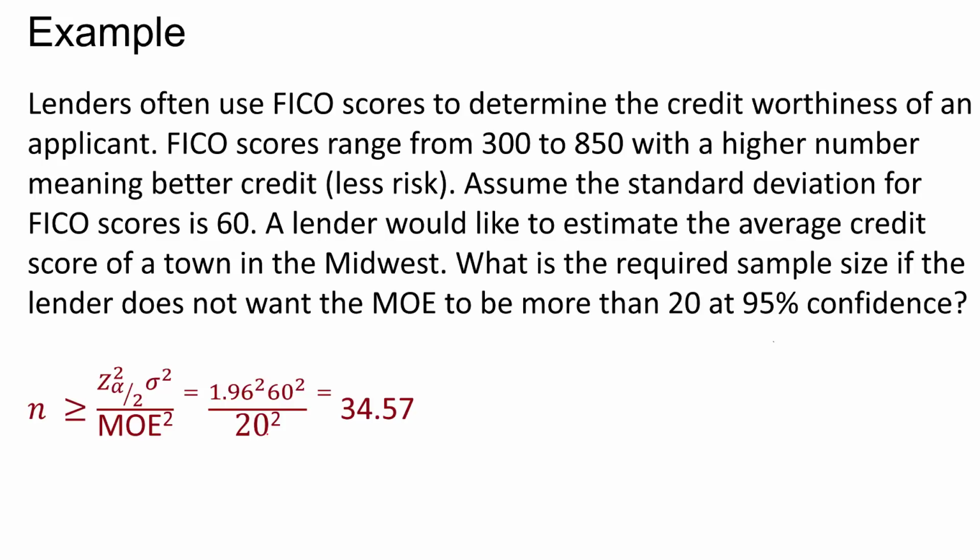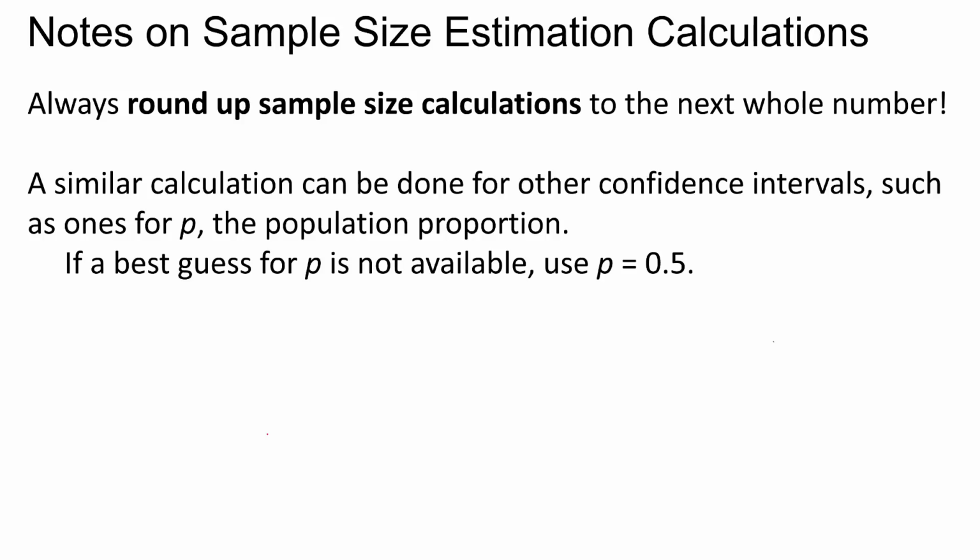Now, can you get 34.57 people in your sample? I hope not. We need to have a whole number here. So to keep the inequality correct, we needed n to be bigger than or equal to this amount. So we're going to round up and take n equals 35 residents. Even if that decimal is 34.01, to keep that inequality true, we're always going to round up sample size estimates. So always round up sample size calculations to the next whole number.